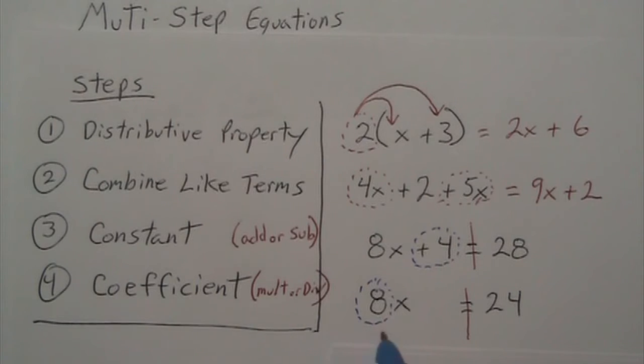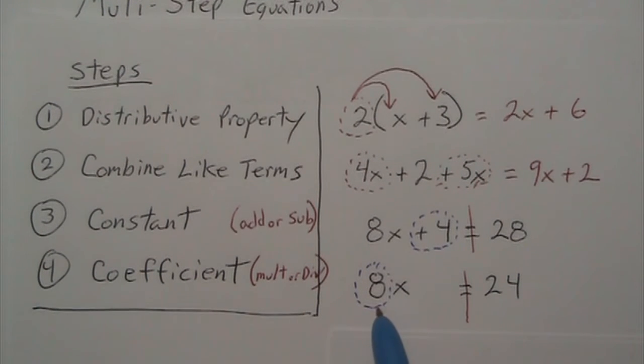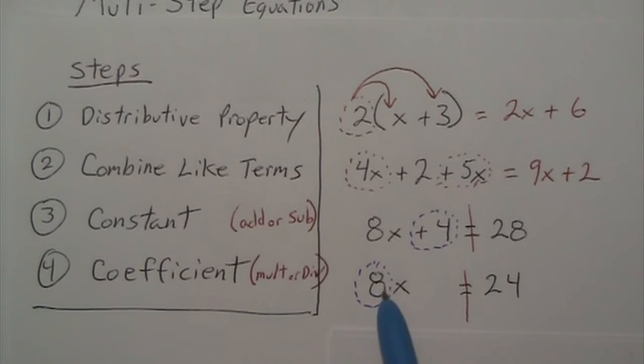And then down here, the coefficient is 8. Okay, it's the number next to the variable, multiplying or dividing the variable. And to get rid of that, I would divide by 8. But you'd have to do it to both sides.